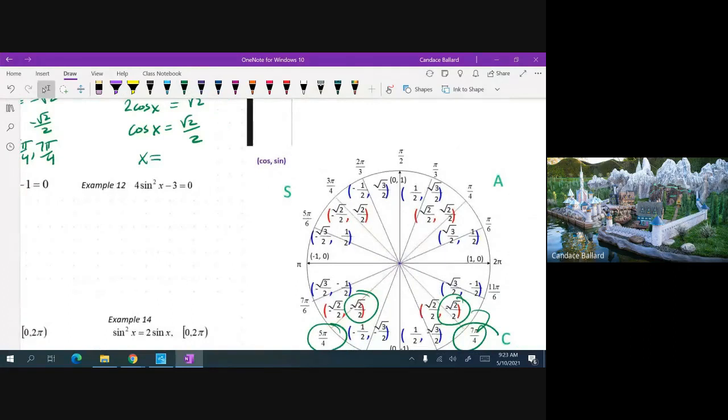X value square root of 2 over 2. Looks like we've got it here. So pi over 4. Did you guys get that one? Pi over 4. I'm looking for another positive square root of 2 over 2. We've got 7 pi over 4.